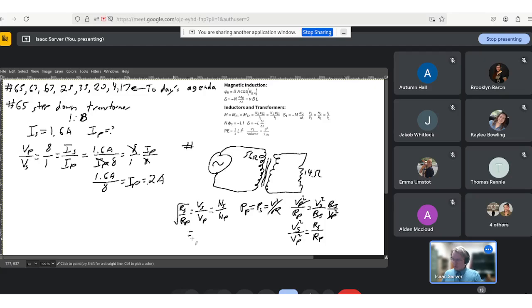Punch in our values. Square root of 14 ohms divided by 56 ohms. Calculator, what is the value? Square root of 14 over 56 is 1/2. So there's the ratio.